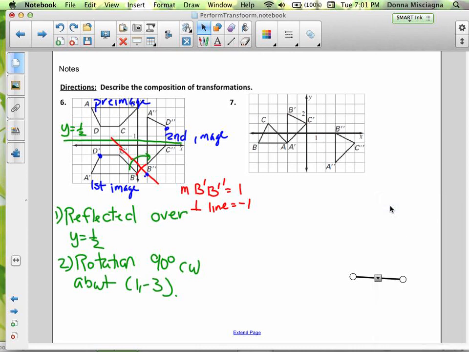All right, let's do this one over here. We have to make sure we go in order. We have to go from the, this one is the pre-image.